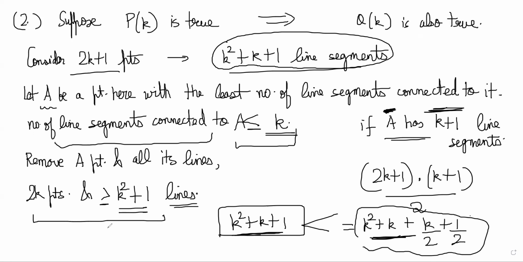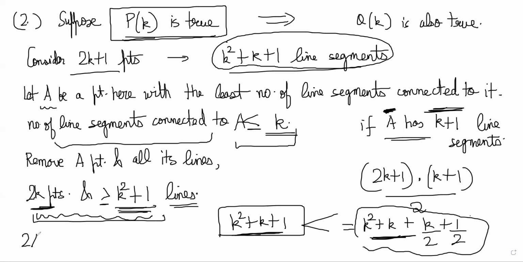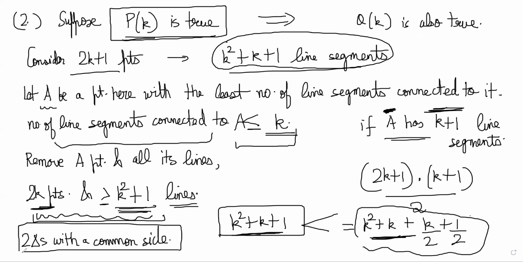Correct. So since we have assumed that P of k is true, P of k was what? If there are 2k points with k square plus 1 lines, then there is a triangle. There are two triangles with a common side there. Now we have satisfied the hypothesis for P of k, right? Because we have now 2k points and greater than k square plus 1 lines. So there must be two triangles with a common side here, right? Two triangles with a common side must be present in this case.